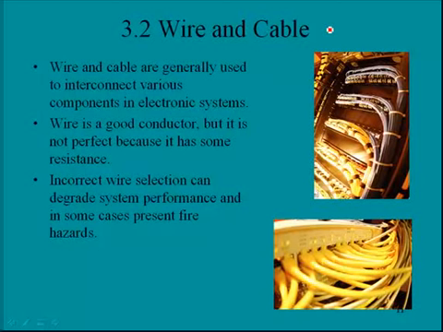3.2, wire and cable. Wire and cable are generally used to interconnect various components in electronic systems. Wire is a good conductor, but it is not perfect because it has some resistance. Incorrect wire selection can degrade system performance and in some cases present fire hazards. So it's imperative that the right wire or the right type of wiring be used for the given application.